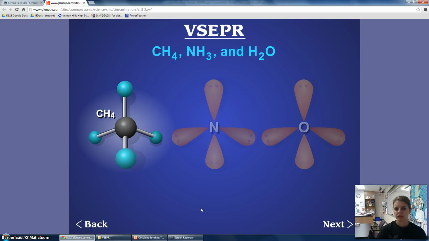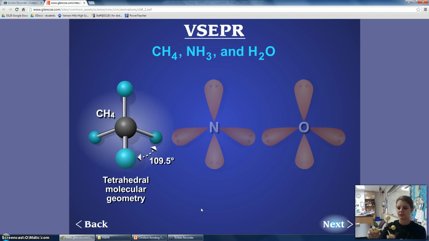So let's look at just CH4 first. In order to get each of the bonds as far away from each other as possible, on paper it looks like they're all 90 degrees away from each other, but in real life it makes a structure that tries to get them away from each other as much as they can. It's called a tetrahedral structure, and it has an angle of 109.5 degrees. So if you look at it in 3D, you can see it's not 90, it's 109.5 for the tetrahedral. Let's take a look at the next guy.